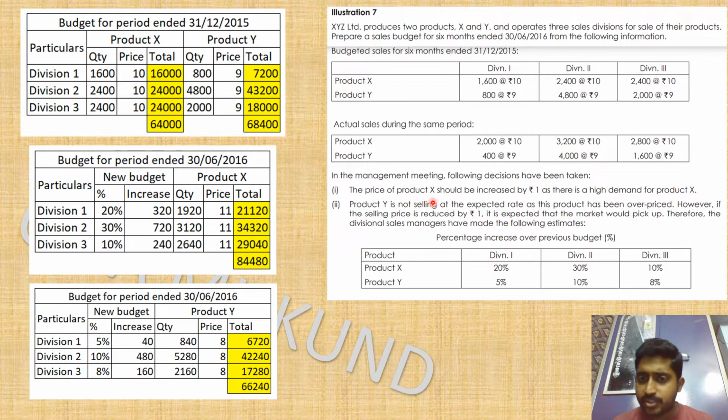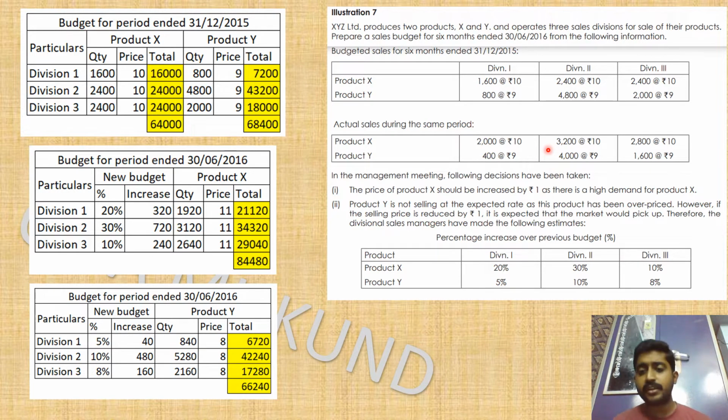The price of product X should be increased by 1 rupee, as there is a high demand for the product. You can see here, for product X 1600 was the plan, but 2000 was sold. And in division 2, 2400 was the plan, 3200 is sold, which means X is always getting sold more than the plan. What does this mean? This means there is a huge demand for the product.